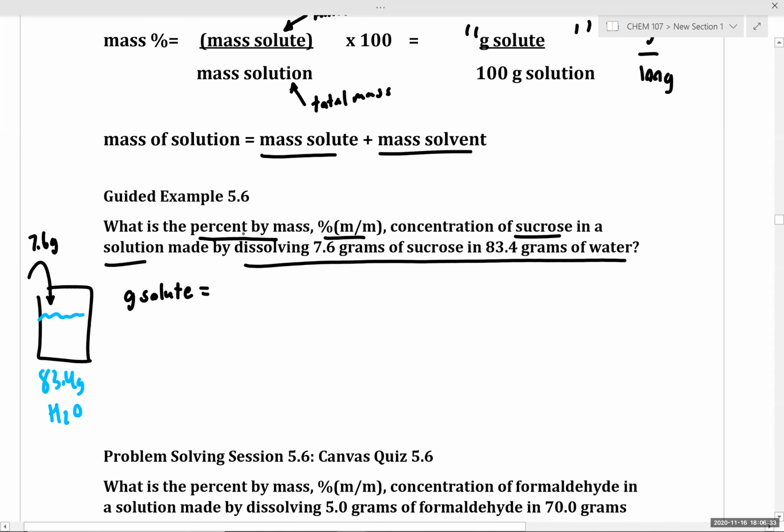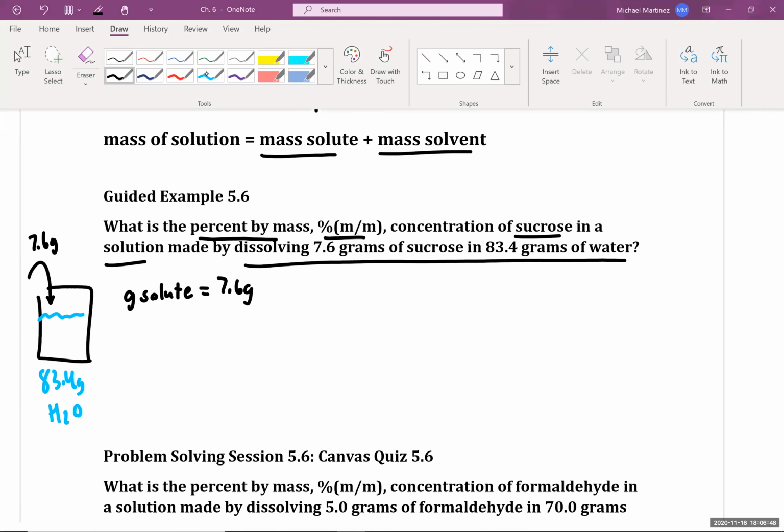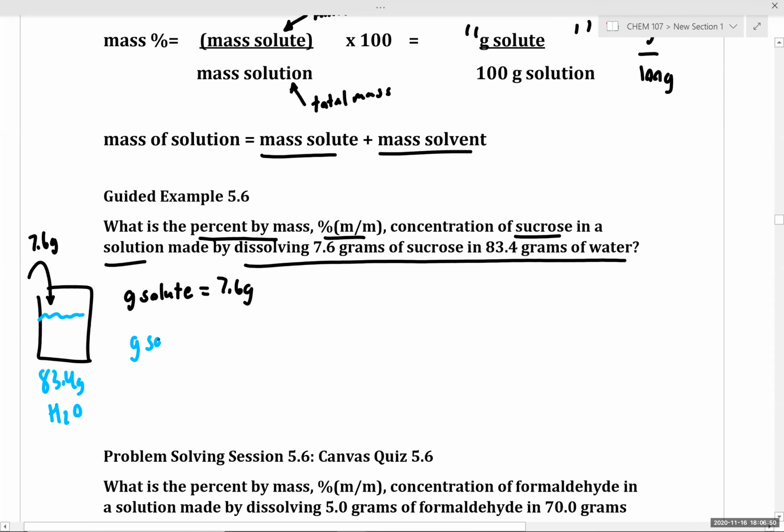What does everyone think? What is our solute in this case? What is our minor component of the solution? Sucrose? Sucrose, yep. So what is the mass of solute? 7.6. Yep, exactly right. So we know the mass of our solute. What about our solvent? What is our major component? Water. Yep, and so our mass of solvent would be water, which is 83.4 grams.